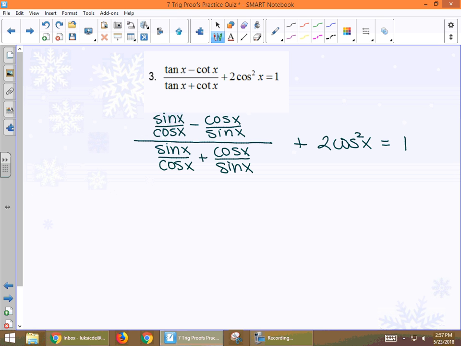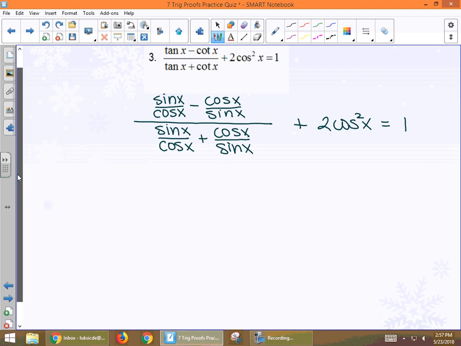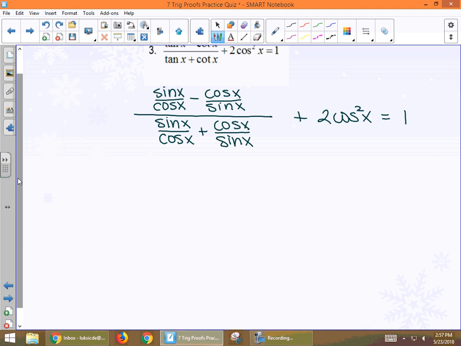And now in our fraction, we need a common denominator in our numerator and in our denominator. So this first fraction, I need to multiply by sine over sine. My second fraction, I need to multiply by cosine over cosine. And the same in the denominator.